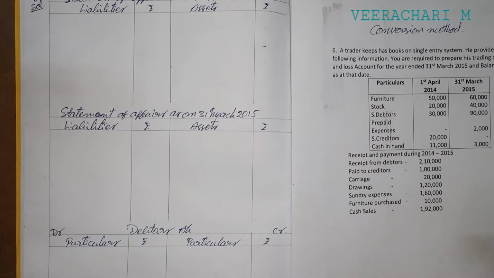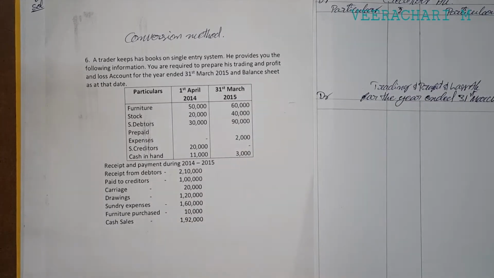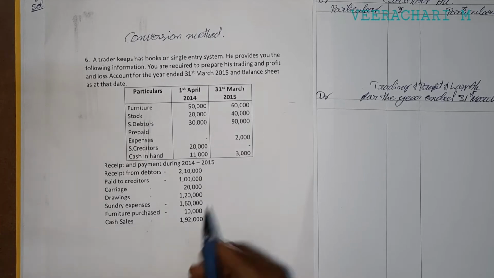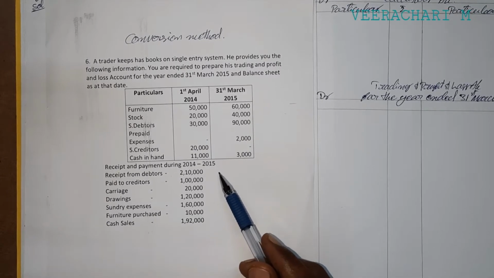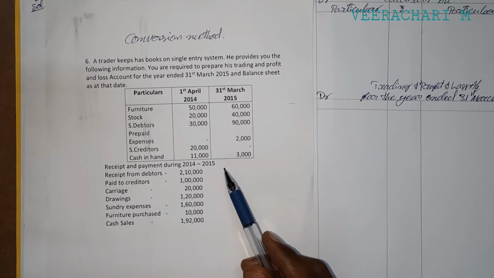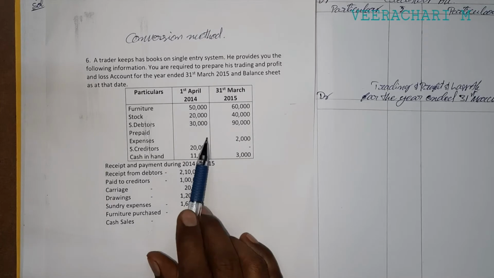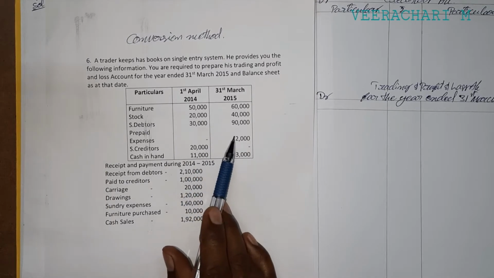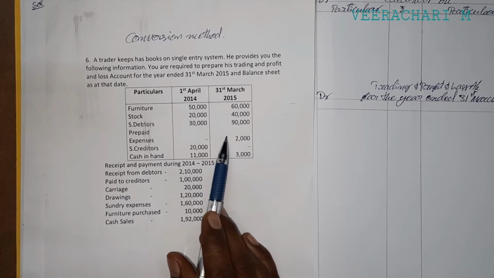Sixth question. This type of question is called the conversion method. Why is it difficult compared to other questions? In this question, other information is also given. Up to now, in questions 1, 2, 3 and 5, the information was available only for opening and closing balances.